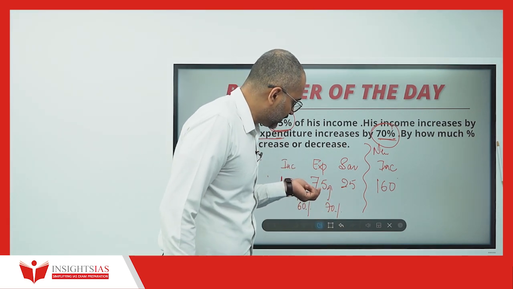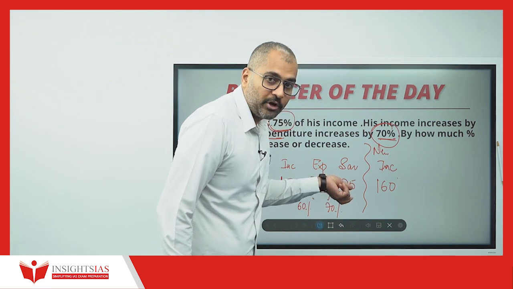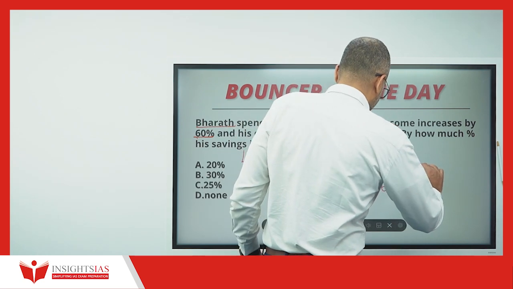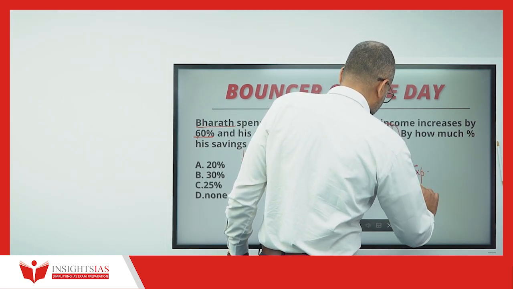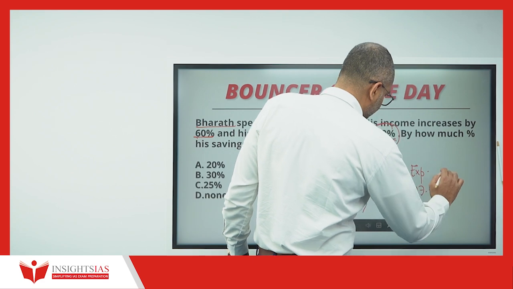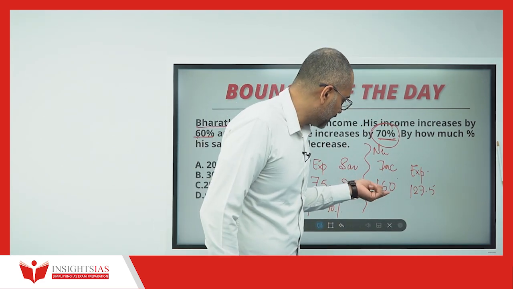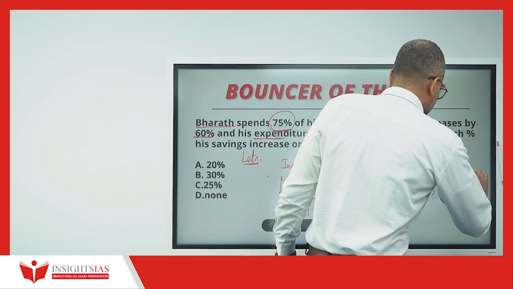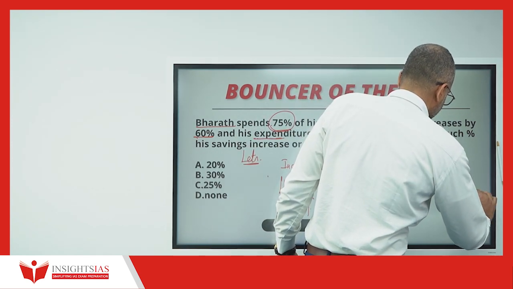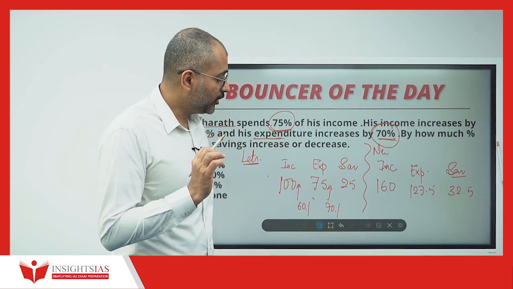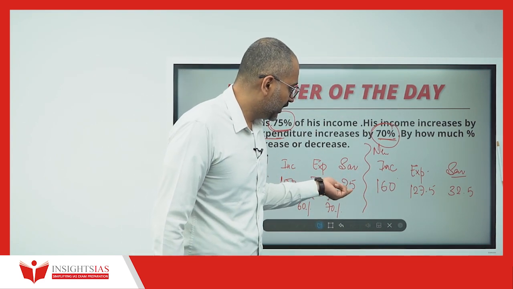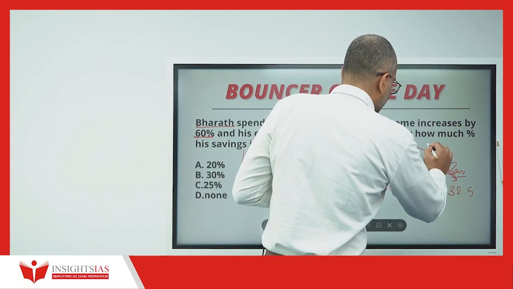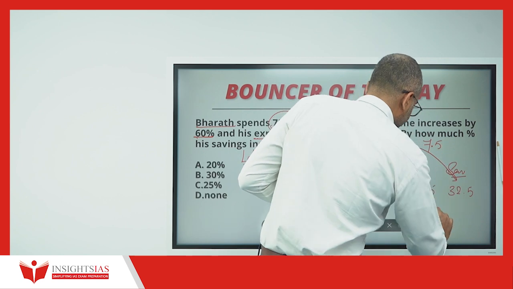See, 70% of 75 is nothing but 52.5. If you increase by 52.5, Bharat's expenditure becomes 127.5. Out of 160 rupees, if you spend 127.5, the savings will become how much? 32.5. Earlier savings was 25. Now the savings is 32.5. How much has it increased here? It has increased by 7.5.